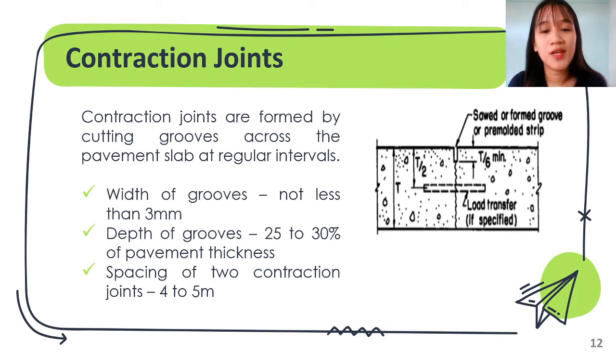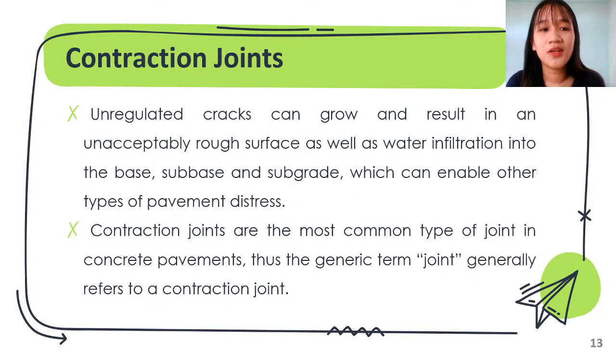In order to prevent widening of these fine shrinkage cracks, steel reinforcement may be provided across the contraction joints. Unregulated cracks can grow and result in an unacceptably rough surface as well as water infiltration into the base, sub-base, and subgrade, which can enable other types of pavement distress.